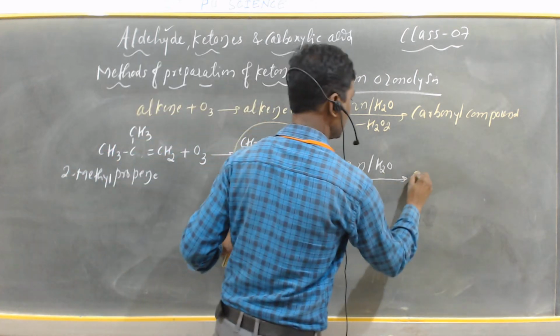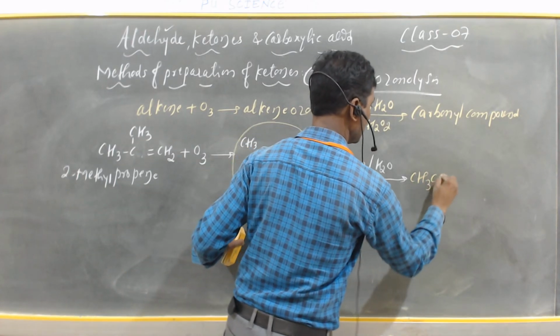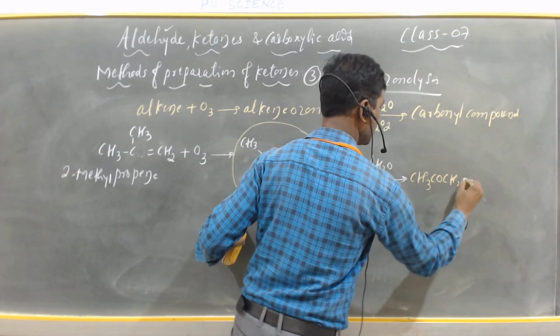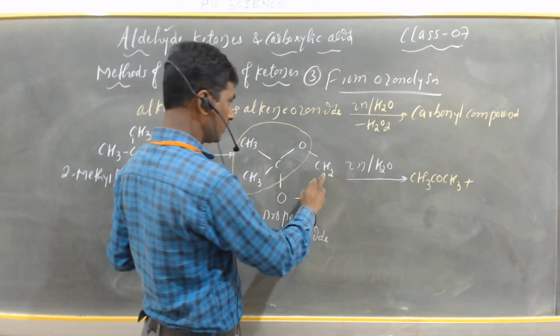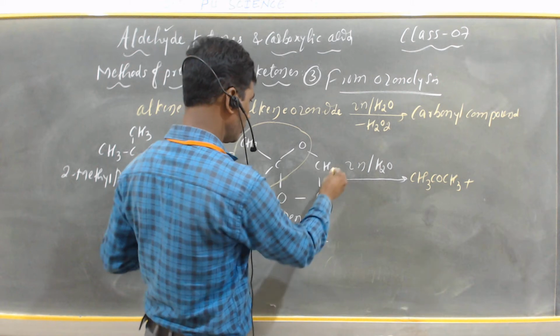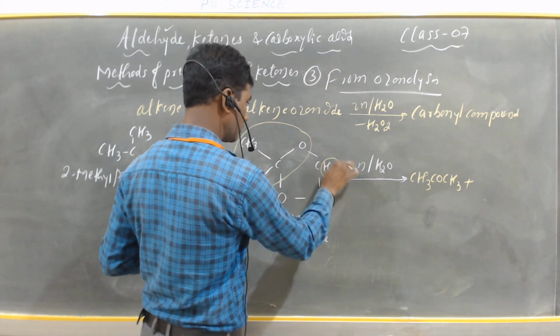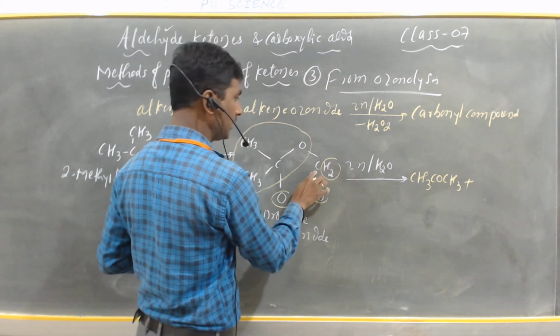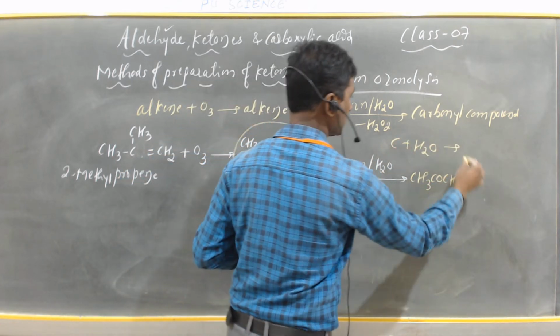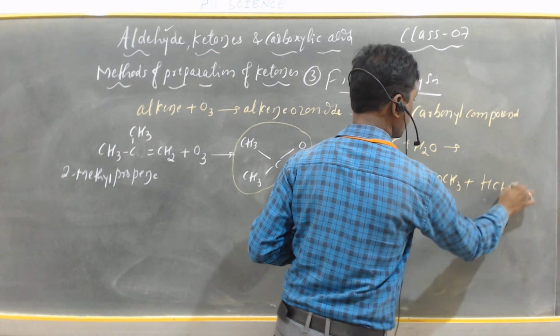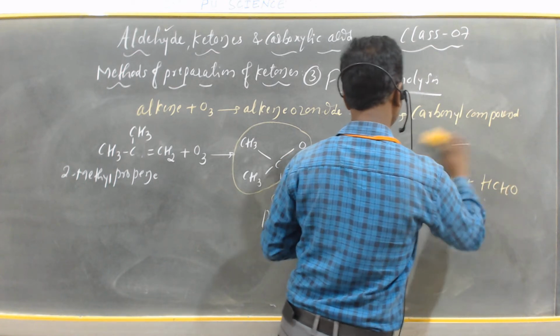This is CH3COCH3. Okay, so what is remaining here? You have to remove H2O2. Finally, it is what? C plus H2O. C plus H2 is nothing but HCHO.